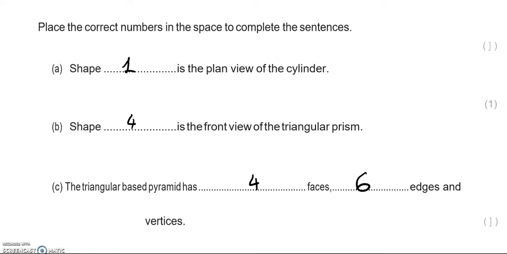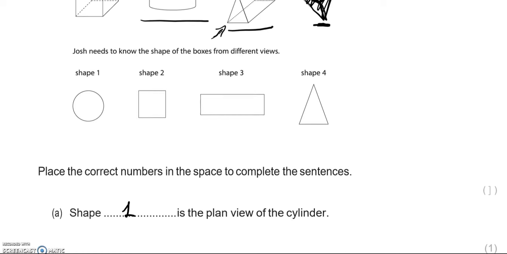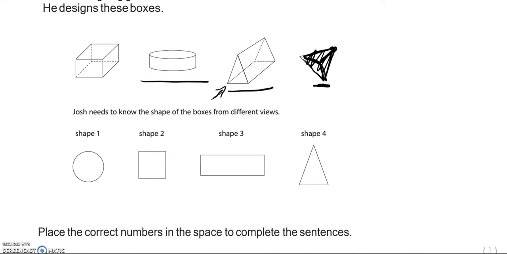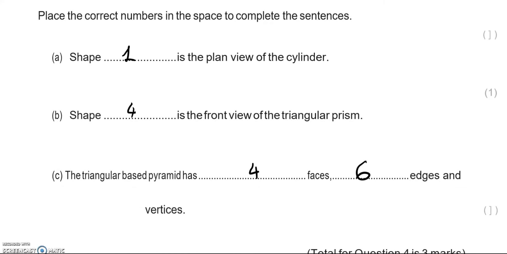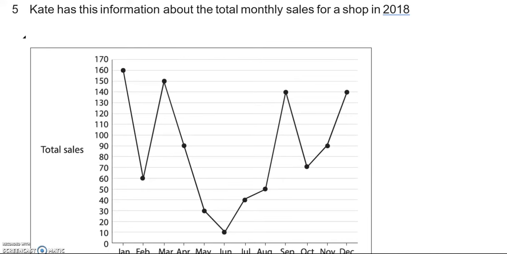And vertices, that is the corners. So how many corners does it have? It has this one, 1, 2, 3, and then the one at the top. So that is 4 in total. 4 vertices.